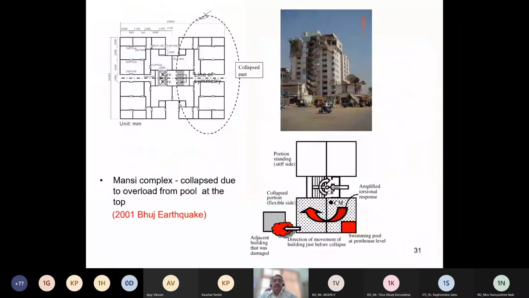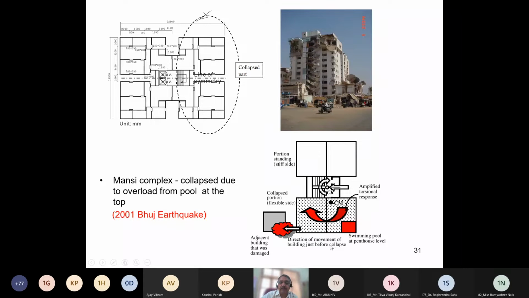This is actual failure due to torsion. And this is the plan of a building called Mansi Complex, 2001 Bhuj earthquake. If you look at the plan here, this is the standing portion. This is the collapsed portion. There was a swimming pool on one side at the top, at the penthouse level. So the center of mass didn't coincide with the center of rotation. There was this much eccentricity, and when subjected to earthquake-induced motion, there was torsion, amplified torsional response. So this side collapsed, and it also hit the adjacent building.